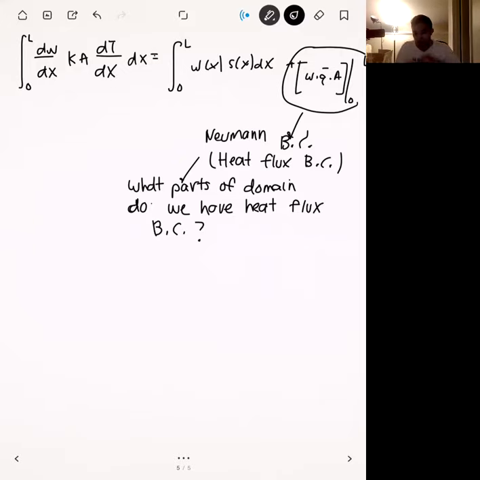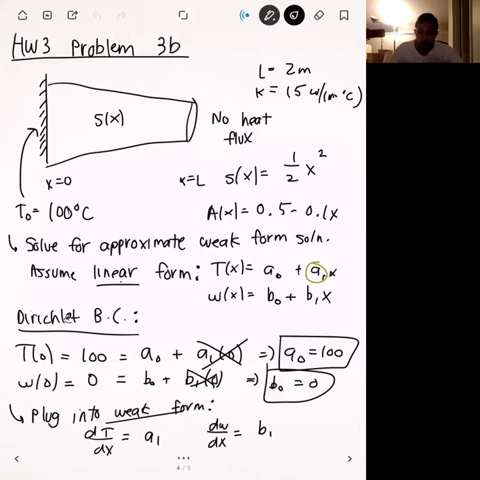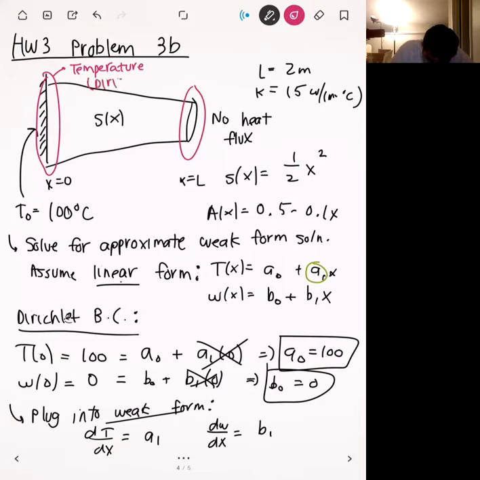To answer this question, let's look back at our domain picture. We have to look at our two boundaries: our boundary here at x equals 0, and our boundary here at x equals L. At x equals 0, we've already applied a boundary condition, and this was a temperature boundary condition, which is the same thing as a Dirichlet boundary condition. On the right one, even though it says no heat flux, this is basically our Neumann boundary condition here, because we're not specifying the temperature.